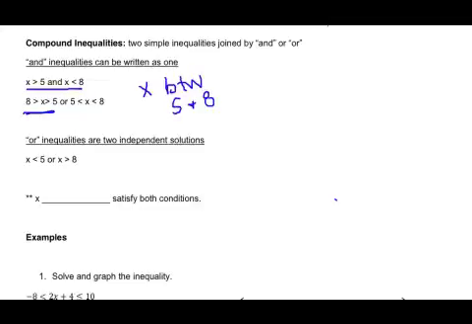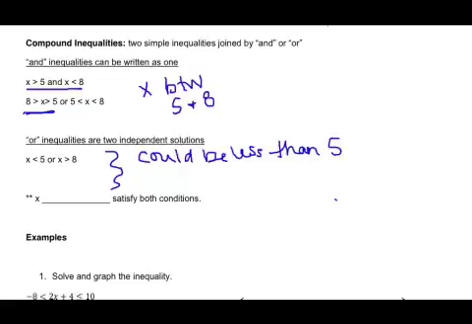For or inequalities, there are 2 independent solutions. So here we have x is less than 5 or x is greater than 8. So this could be a number that is less than 5, or it could be a number that is greater than 8. So it's either one or the other. X will not satisfy both conditions.